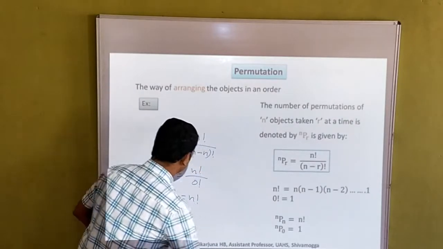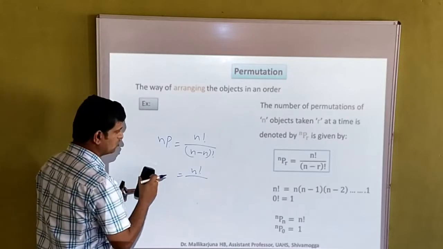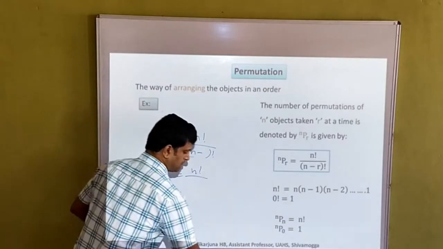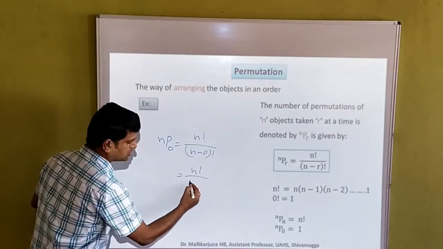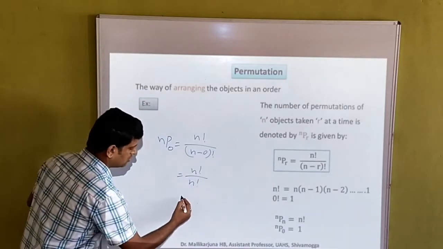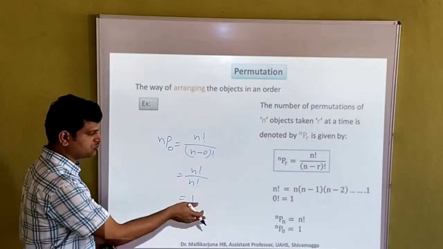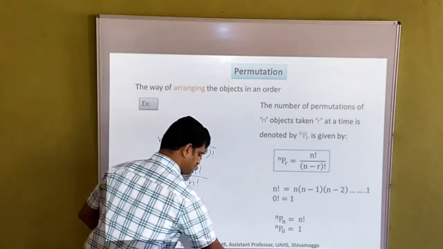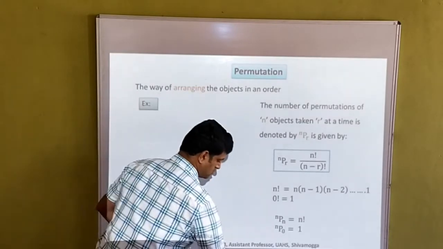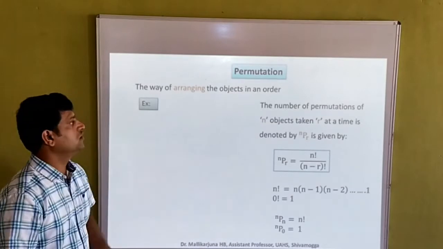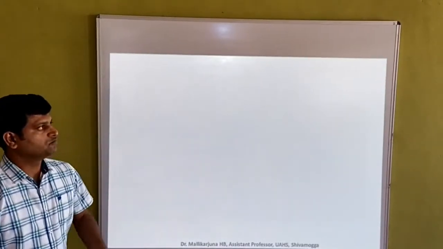And also nP0: n minus 0 is n, so n factorial divided by n factorial is equal to 1. nP0 is also 1. Just substitute in the formula. So permutation means the ways of arranging the objects in an array. Come to problems.